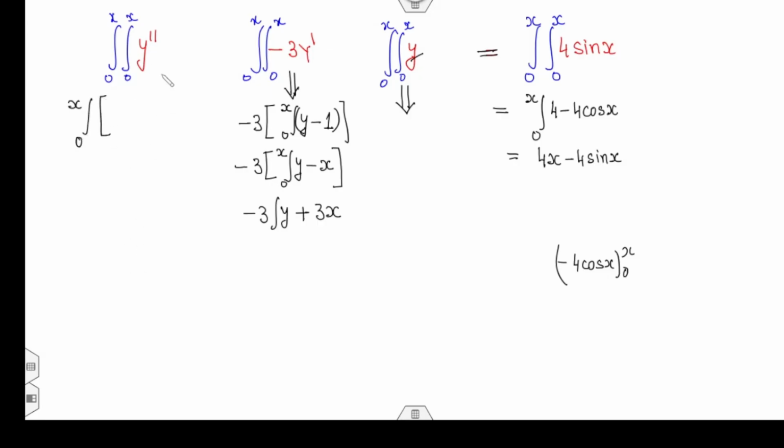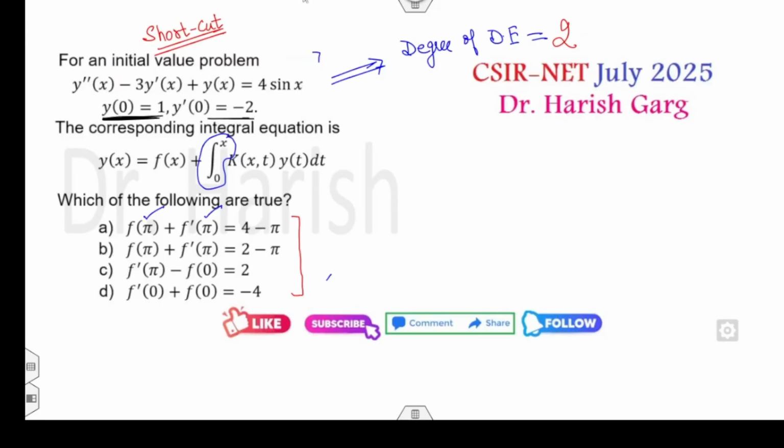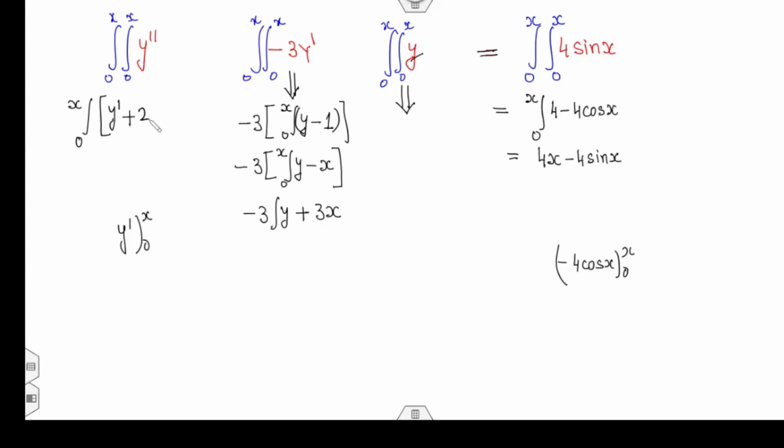What is the integration of y double dash? It is y dash from 0 to x. It is y dash minus the value of y dash 0. y dash 0 is minus 2. So minus minus 2, that is plus 2. Now again you can integrate them.